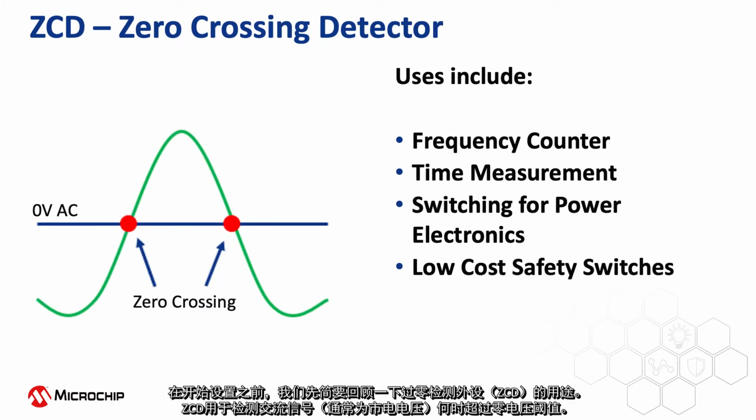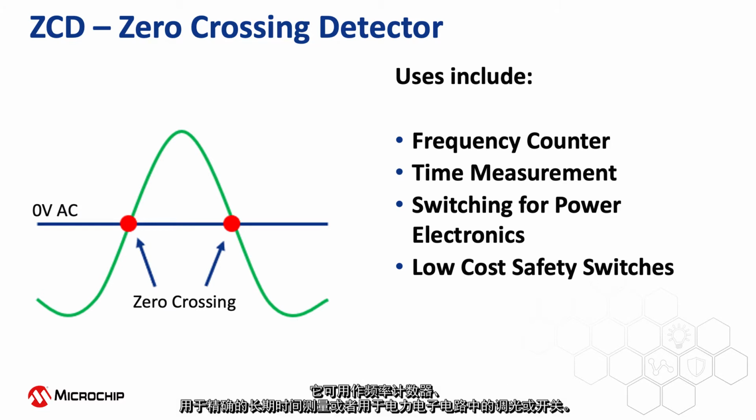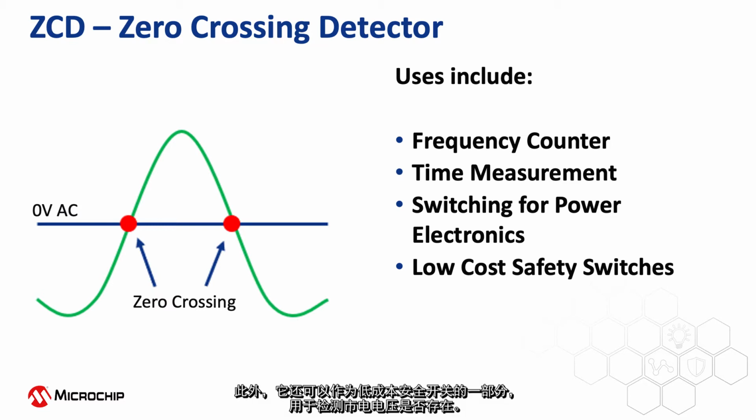Before we go over setting one up, a brief refresher of what a Zero Cross Detect or ZCD peripheral does. ZCDs are used to detect when an AC signal, which is often mains voltage, crosses the 0 volt threshold. It can be used as a frequency counter, accurate long-term time measurement, or for dimming or switching in power electronic circuits. It also finds applications in detecting the presence of mains voltages as part of low-cost safety switches.